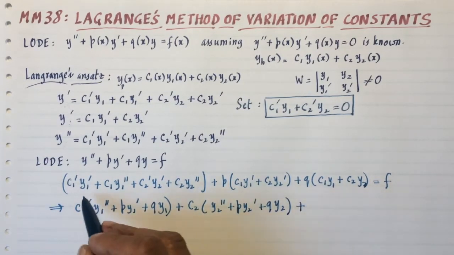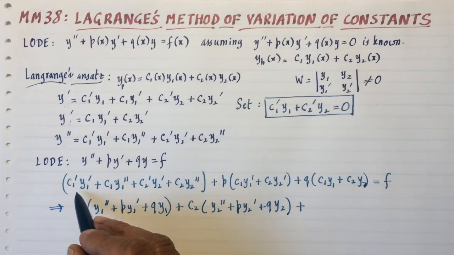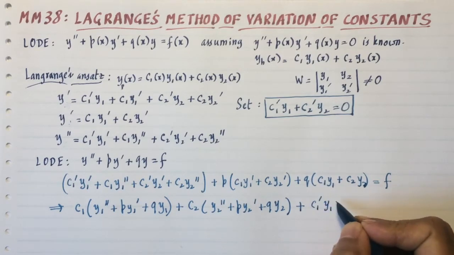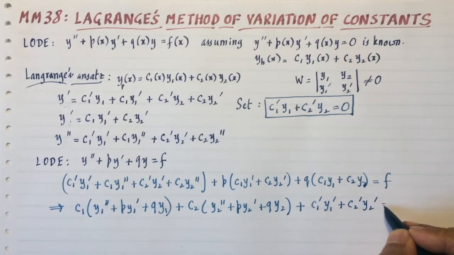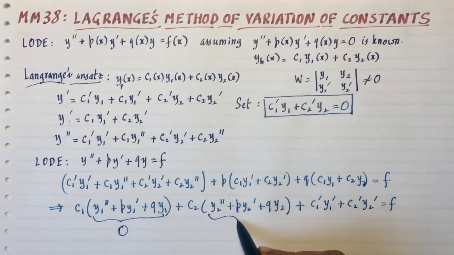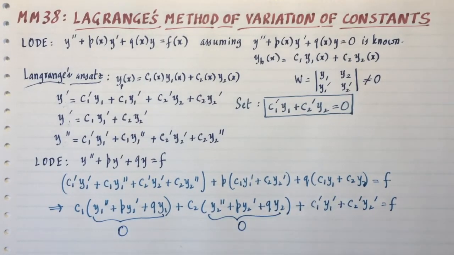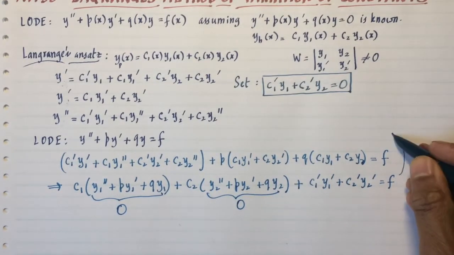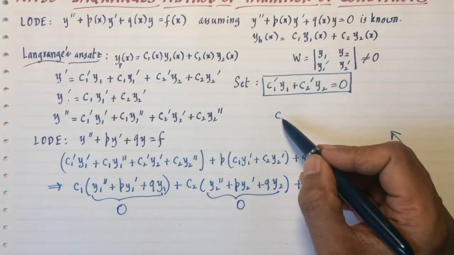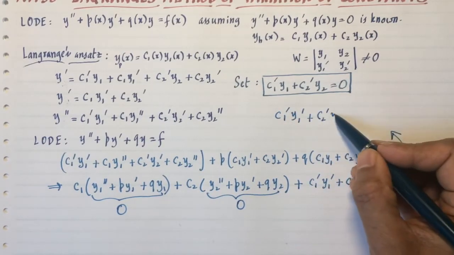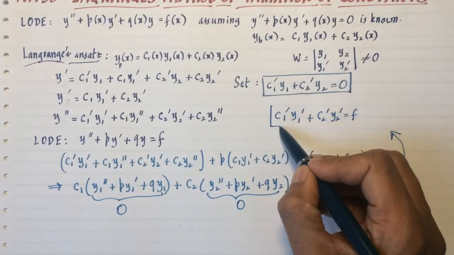Okay, and then you have these standalone terms which we have not yet done anything with. So these are the prime terms, C1 prime y1 prime plus C2 prime y2 prime, equals f. This satisfies the homogeneous equation. y1 satisfies the homogeneous equation, y2 satisfies the homogeneous equation, so those two things are 0, leaving us with the second equation, and the second equation is C1 prime y1 prime plus C2 prime y2 prime equals f.